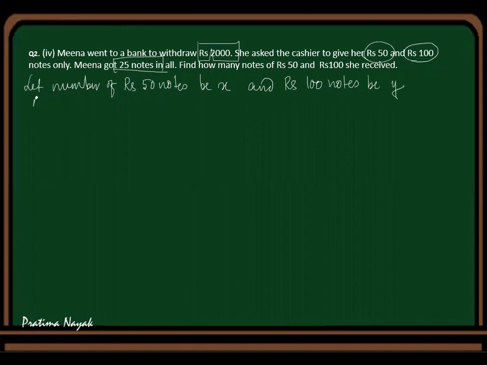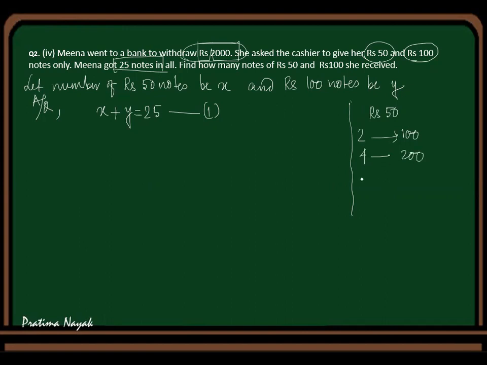Then according to the question, the total number of notes is 25. So x plus y is equal to 25. Equation 1. Coming to the second equation, the total money is 2000. To understand better, one rupees 50 note is 50. If there are two notes, I'll get 100. If there are four notes, I'll get 200. If there are x notes, I'll get 50x, so they will be multiplied.